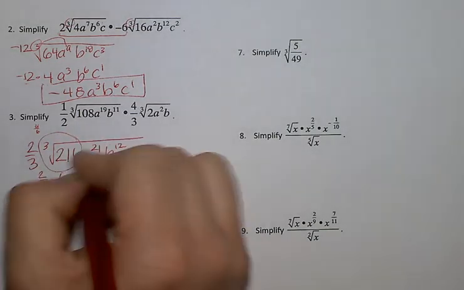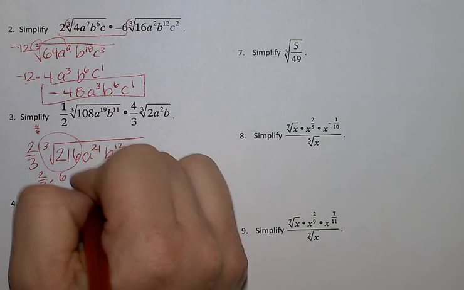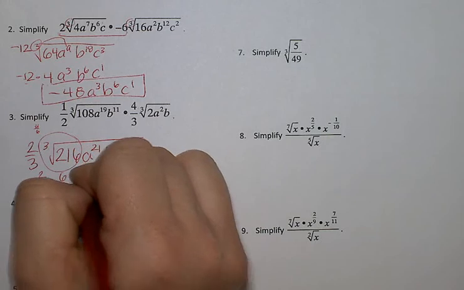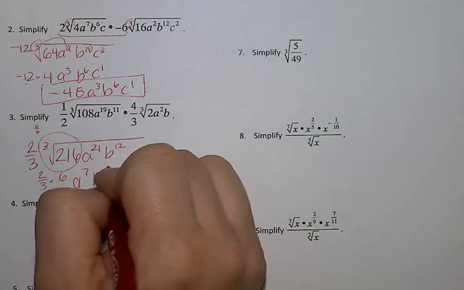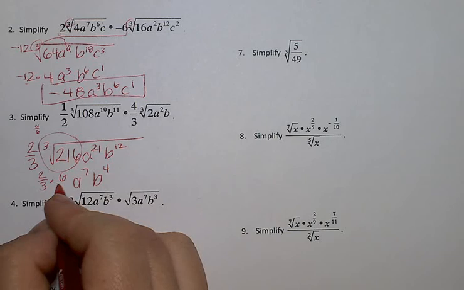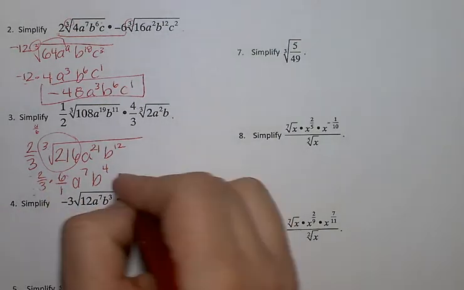And how many groups of 3 can you take out of 21? 7. How many groups of 3 out of 12? 4. And then now when you multiply here, 2 times 6 is 12. 3 times 1 is 3. 12 divided by 3 is 4.